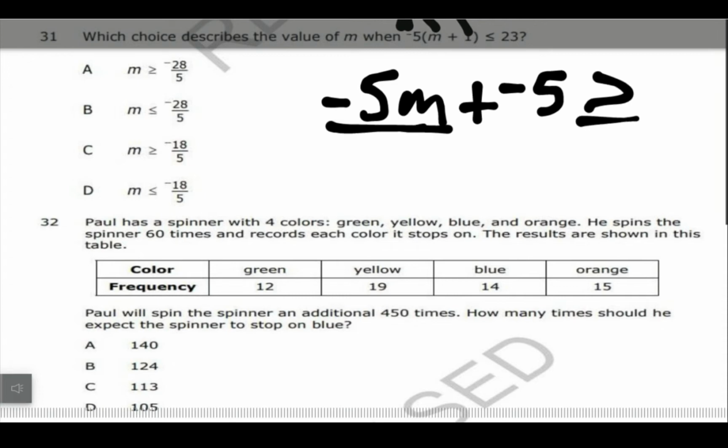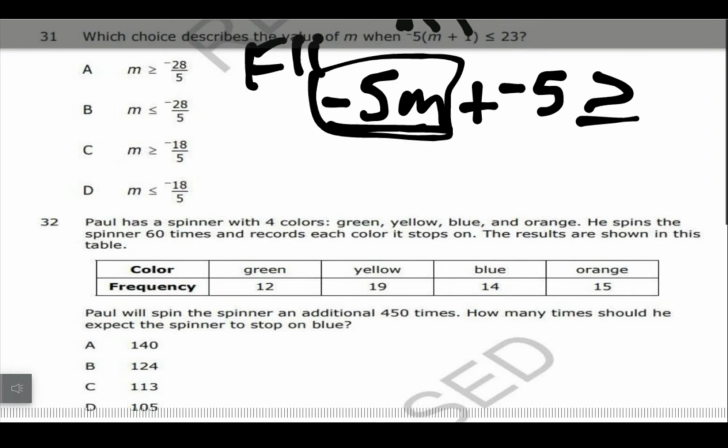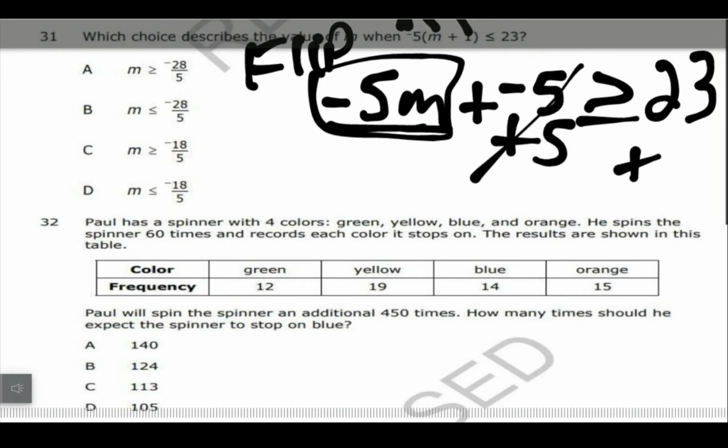So the sign was facing to the left. I have to flip it because it's a negative. Now it's greater than or equal to, and then we have 23. To solve this, I want to get rid of the negative 5 by doing the opposite. So I do plus 5, so that's 28.